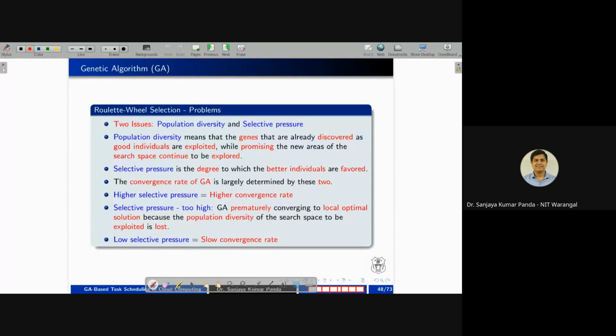But selective pressure is the degree to which the better individuals are favored. That is also not good here, because if they have higher probability, they are getting more space. So the probability of getting selected is more. So these two impact the performance.